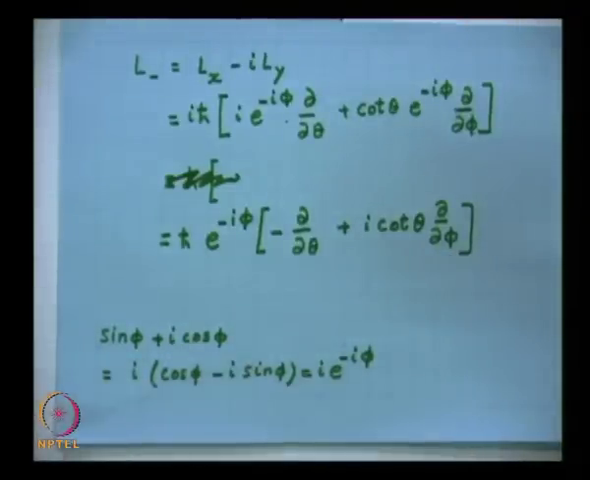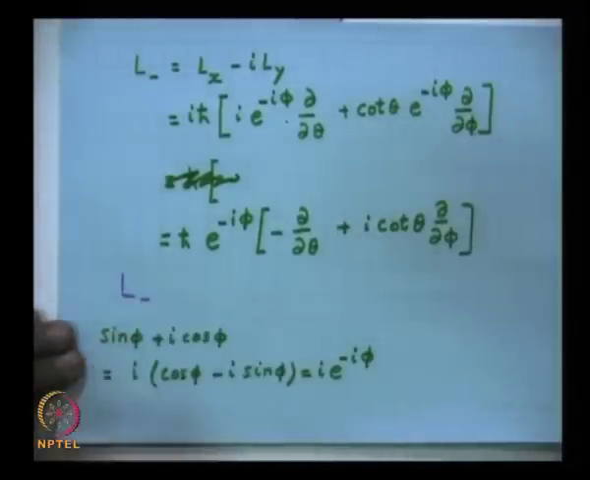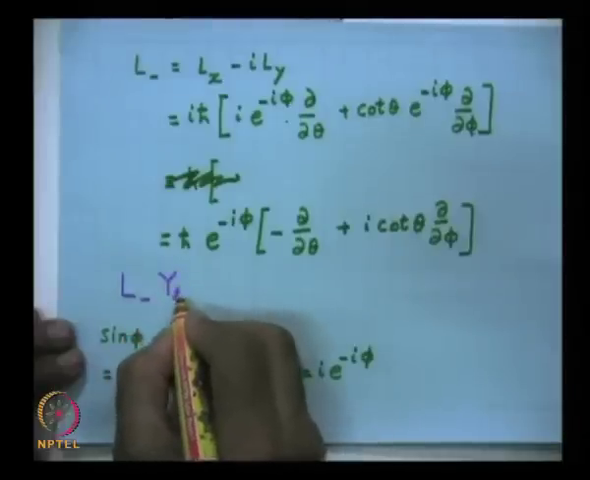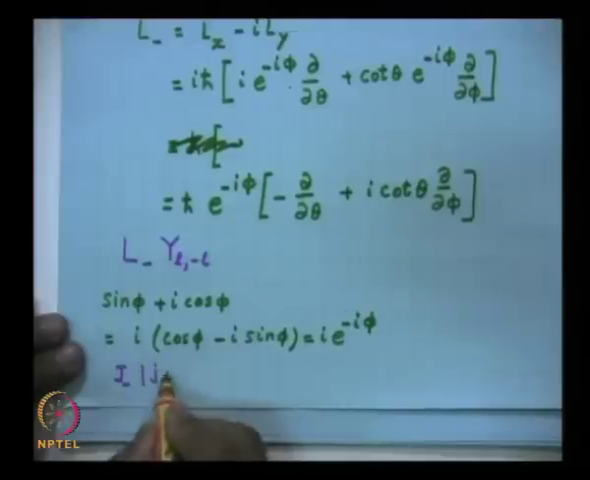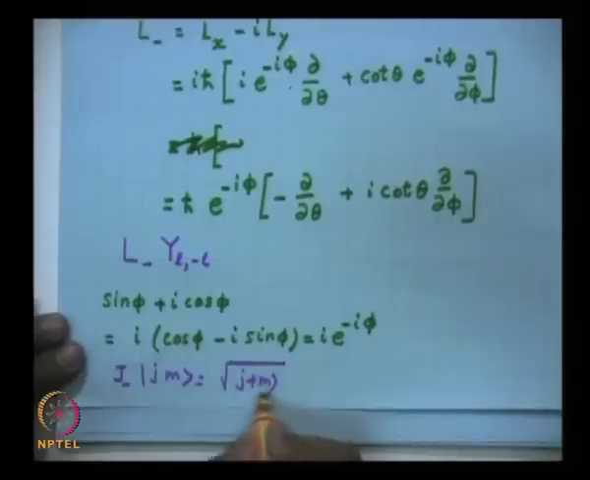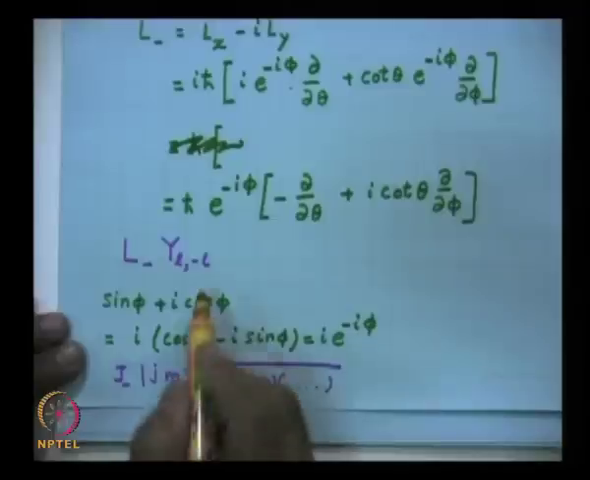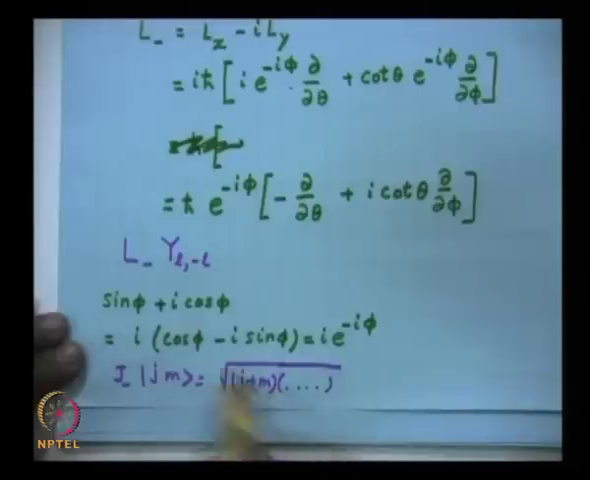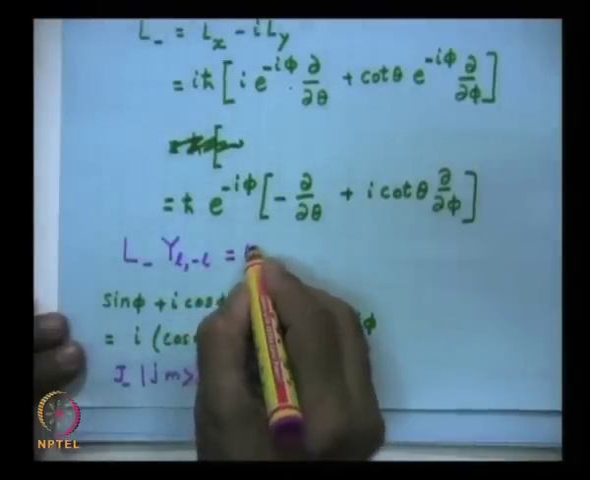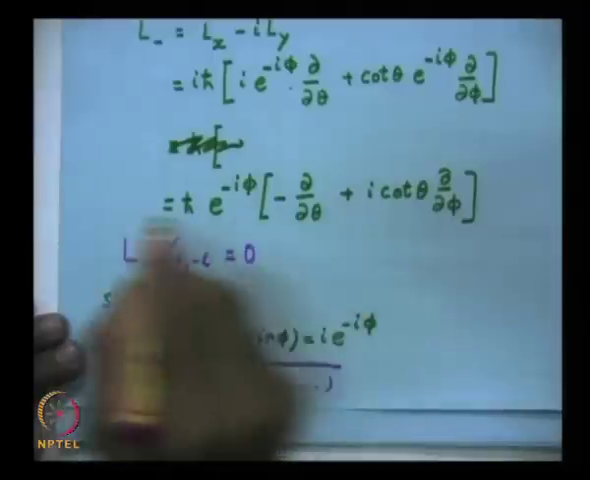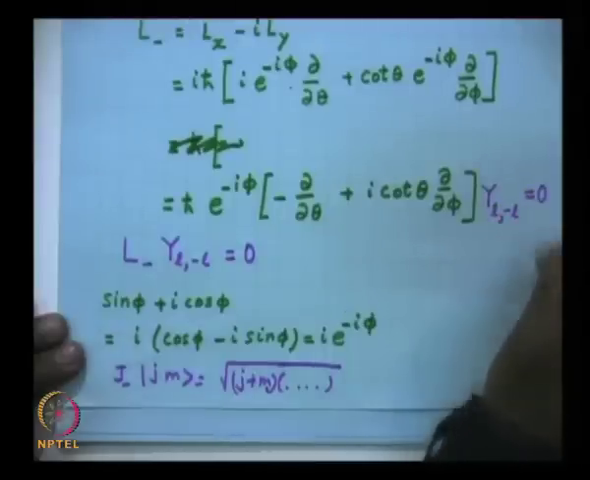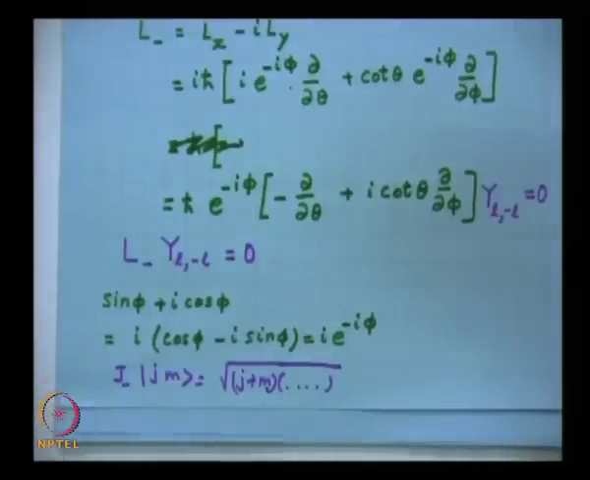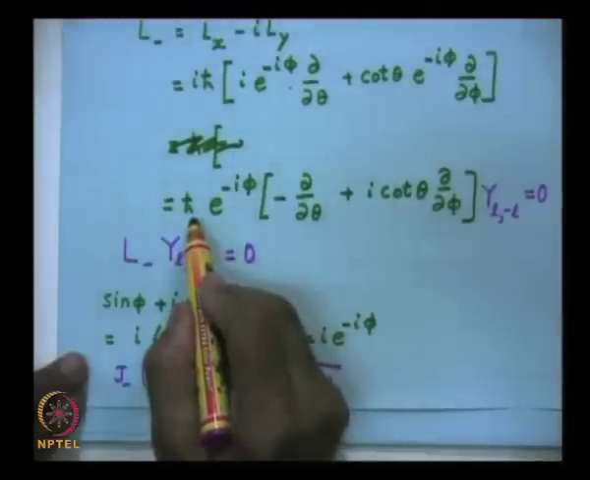Now, L_- operating on Y_l,-l: when m is minus l, we had this relation that J_- |j, m⟩ is under root of (j+m)... So, m cannot be less than minus l, and from this relation, j plus m will be l minus l, that should be 0. So, this operating on this will be 0. So, L_- operating on Y_l,-l must be 0. Okay. So, this is just a factor, so I can neglect this.